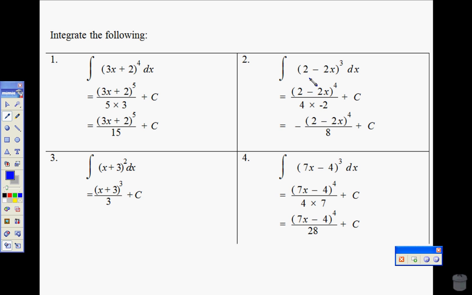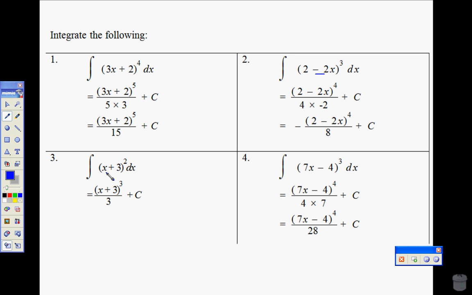So 2 minus 2x to the power of 3. Again, we're going to add 1 to the power. Bracket stays the same. Divide by the new power. And also divide by the coefficient of x. Now the coefficient of x is minus 2. Don't forget the minus. We've got a minus in front, so it has to be divided by minus 2, which means our answer is going to be negative out the front. We can multiply the 4 and 2 to give us 8 there, but that's okay.